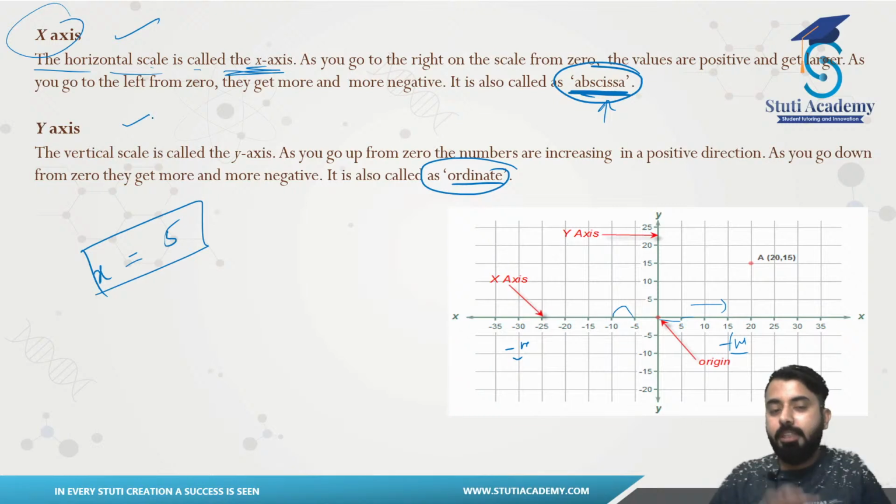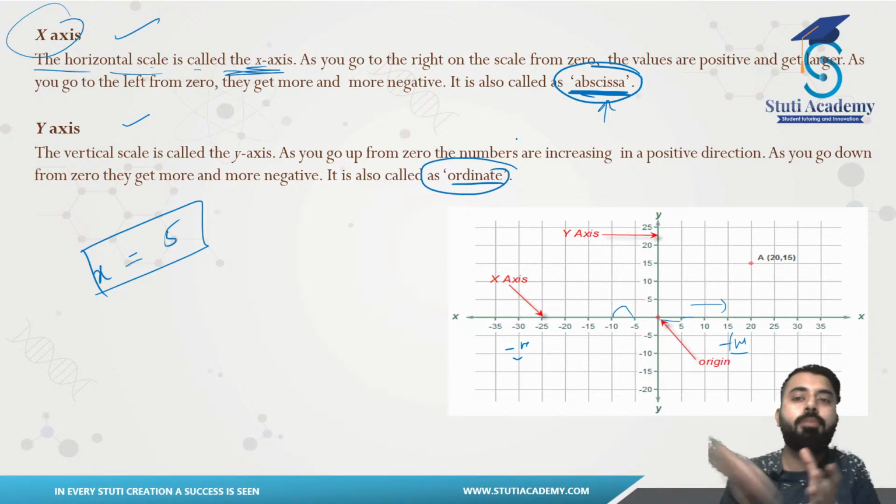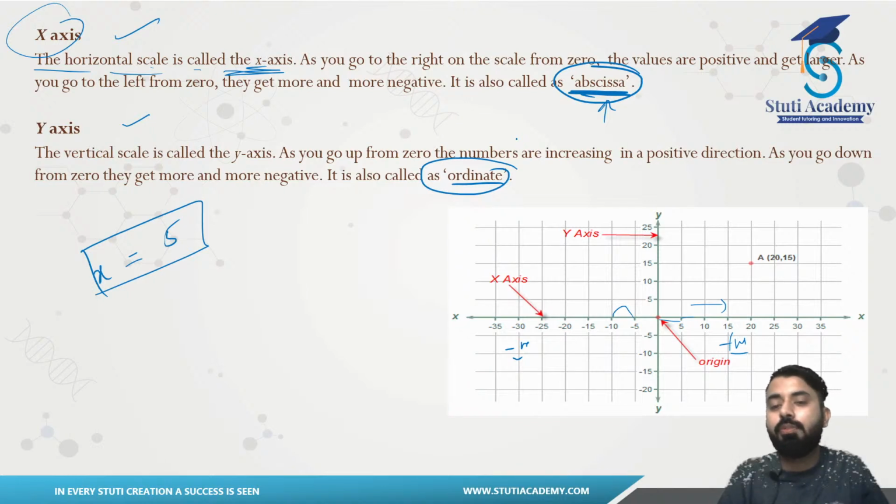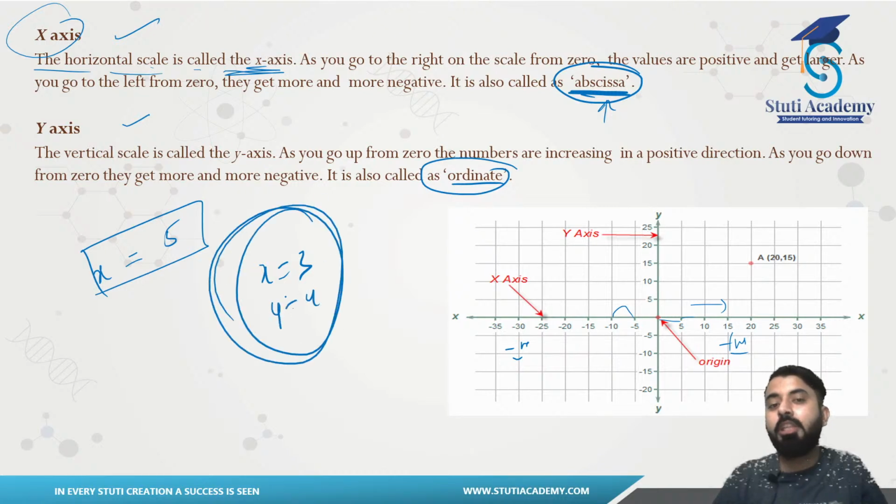So I will be explaining the concept of quadrants also. So remember, most of the time you will be given something like this: plot a point whose abscissa is 3 and ordinate is 4. So what they truly mean is value of x is 3 in that case and value of y is 4. This is the meaning of your abscissa and ordinate. Remember, abscissa is x and ordinate is y.